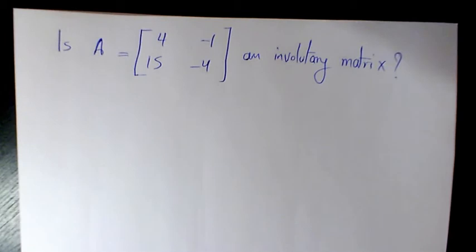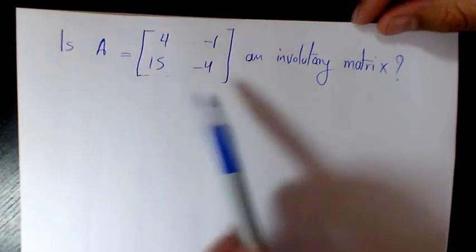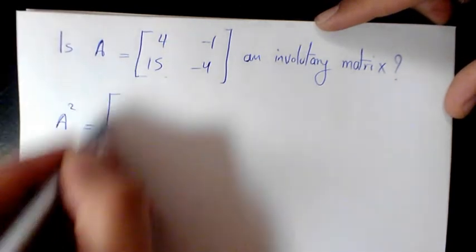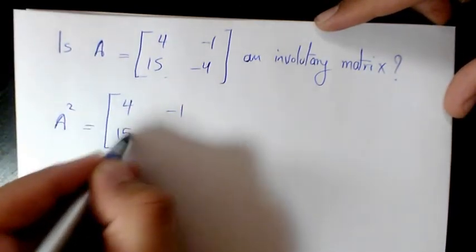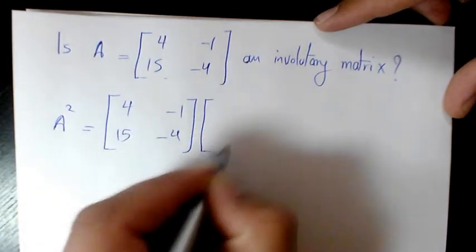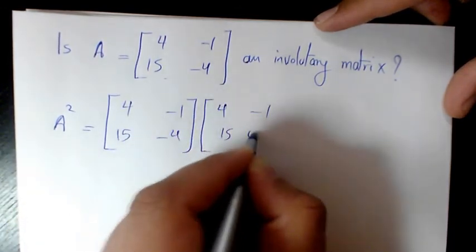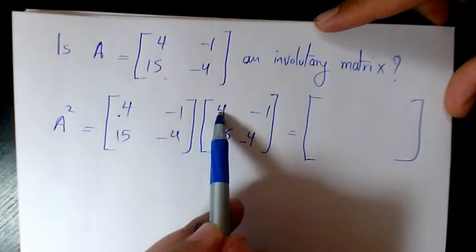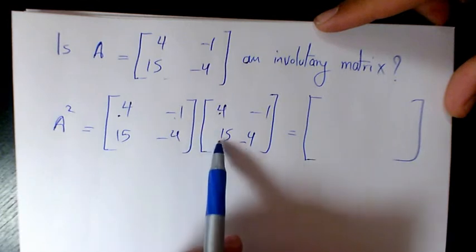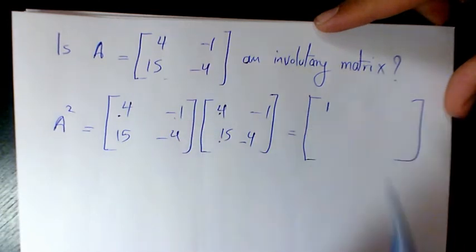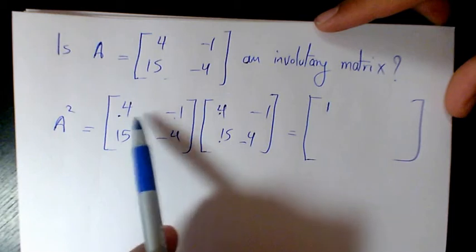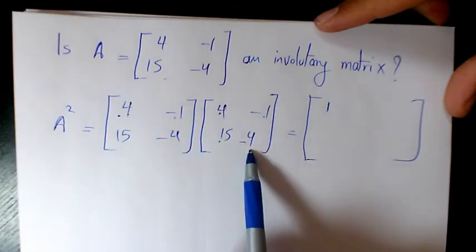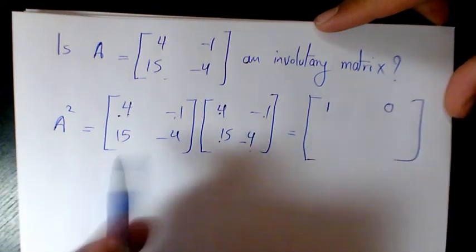Next example is asking whether this matrix is an involutory matrix, so we need to find A squared again. That's 4, -1, 15, and -4. We multiply it by itself: 4, -1, 15, and -4. That's going to be 2 by 2 as well. 4 times 4, 16. -1 times 15 is going to be -15. So it's going to be 16 minus 15, which is 1. 4 times -1 plus -1 times -4. So it's going to be 4 minus 4, 0.